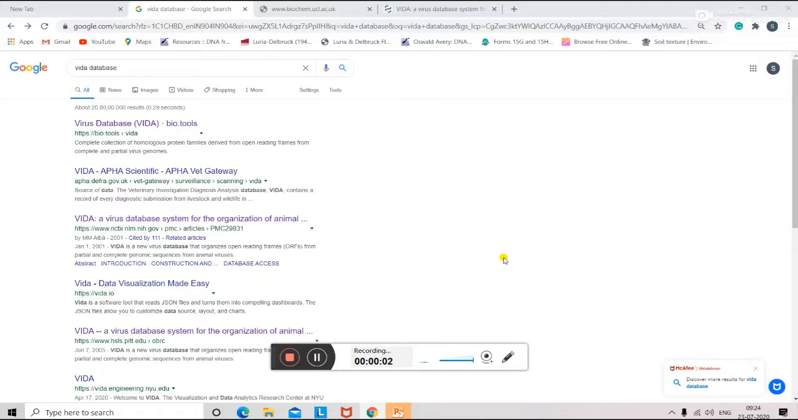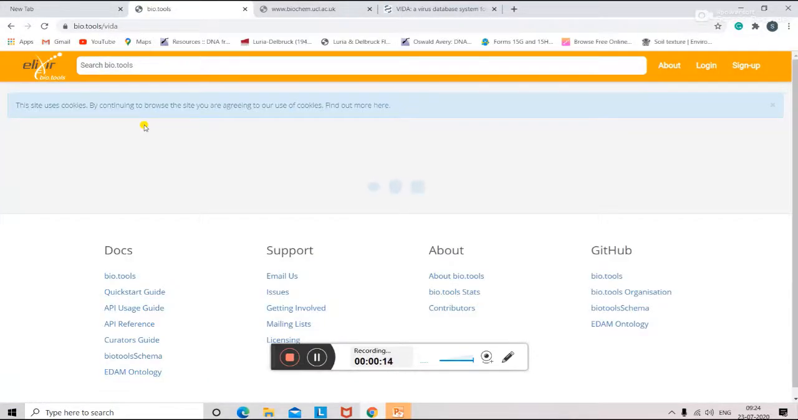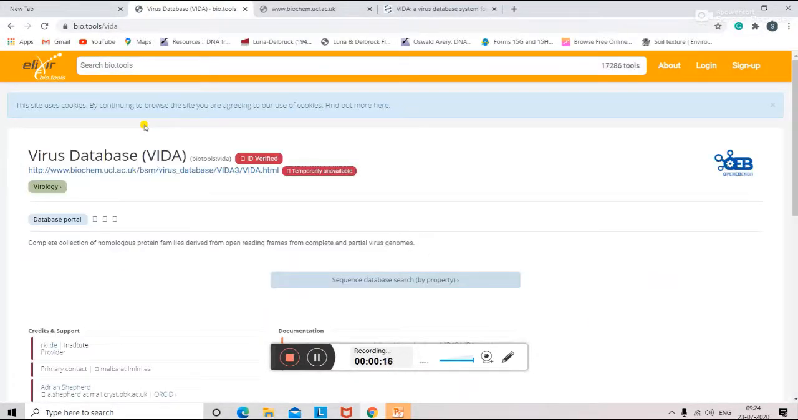So now we'll explore the VIDA database. I searched for the virus database. If you search VIDA, lots of things come up, but there is the virus database, and that's what I clicked on. But I guess this database is having some trouble, because they are saying that it is temporarily unavailable. So basically, just remember, it's a database which stores the homologous protein families derived from open reading frames of the complete as well as the partial virus genomes.